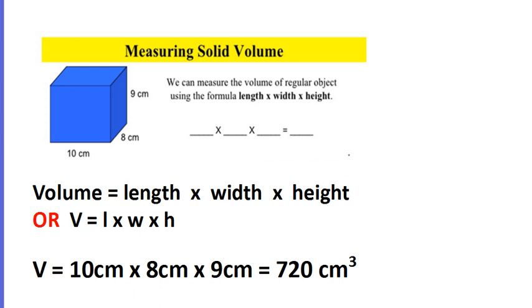When we're measuring a solid, like this cube, and this is the example I showed in class, you just go length times width times height. It doesn't matter to me which side you're saying is length or width or height. You just multiply the three numbers together. 10 times 8 times 9 gives you 720. And then it's centimeters cubed, because centimeters times centimeters times centimeters is centimeters cubed.